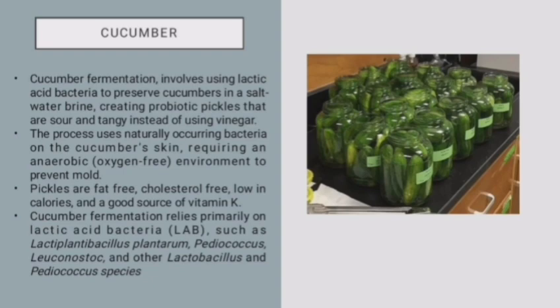Fermented vegetables, cucumbers. Cucumber fermentation involves using lactic acid bacteria to preserve cucumbers in a saltwater brine, creating probiotic pickles that are sour and tangy rather than simply using vinegar. The process uses naturally occurring bacteria on the cucumber's skin and requires an anaerobic environment to prevent mold growth. Pickles produced this way are fat-free, cholesterol-free, low in calories, and a good source of vitamin K. The microorganisms involved include Lactiplantibacillus plantarum, Pediococcus, Leuconostoc, and other Lactobacillus and Pediococcus species.